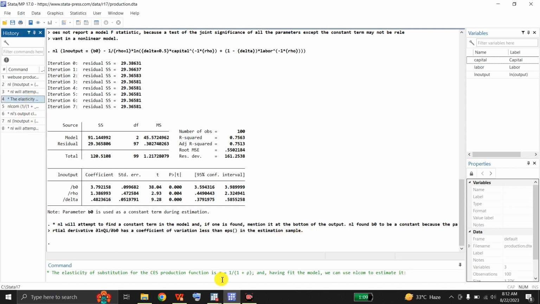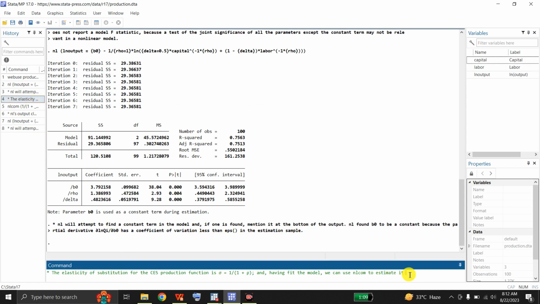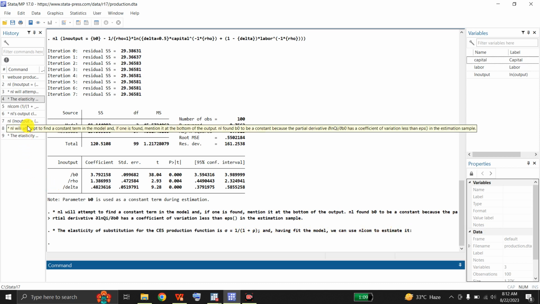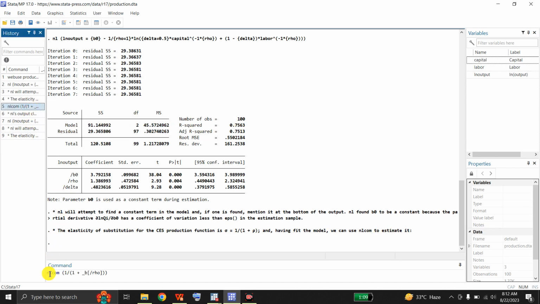After this, we will estimate the elasticity of substitution for the constant elasticity of substitution function, and that is equal to sigma, which is equal to 1 divided by 1 plus rho. Having fit the model, we can use the command nlcom to estimate it. So how can we do that? For that, I'll give this command: nlcom 1 divided by 1 plus this coefficient, rho.